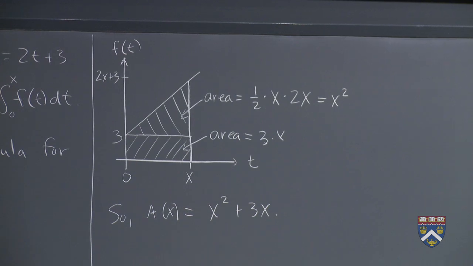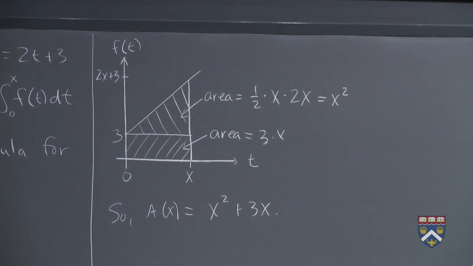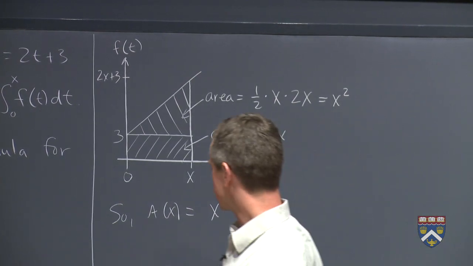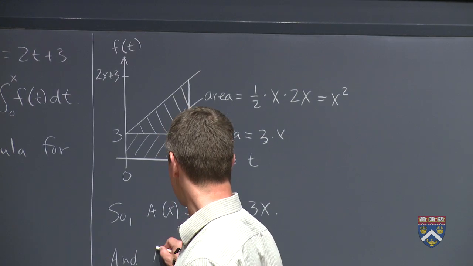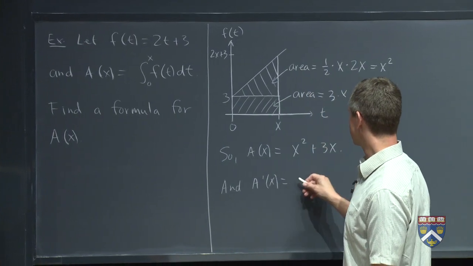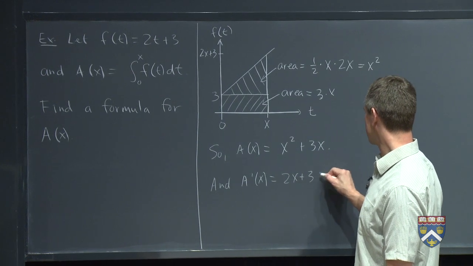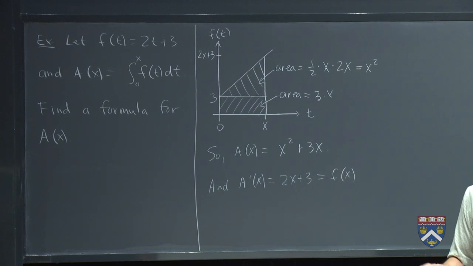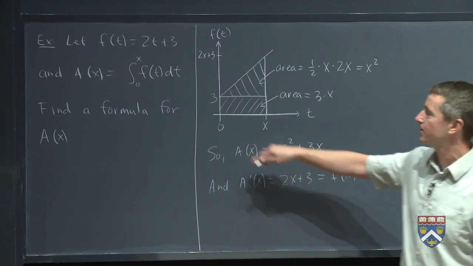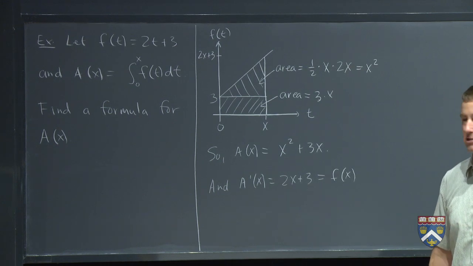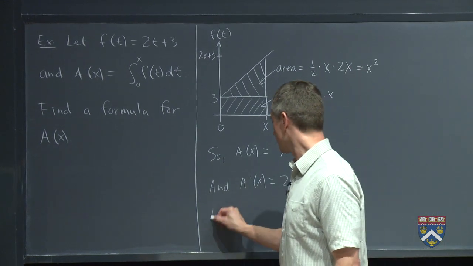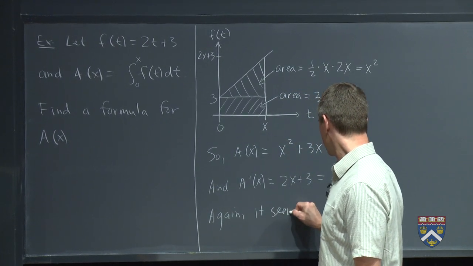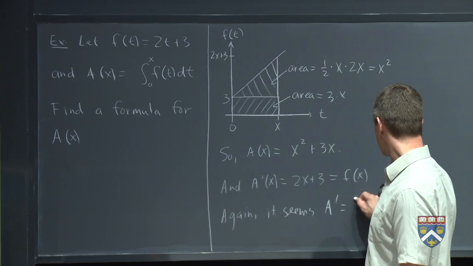Does this support or contradict our conjecture from before that the derivative of A is f? So let's check. And A prime, well, what is that? That's 2x plus 3, which is the same as saying f of x. The variable changed from t to x, right? But that doesn't make any difference. The function 2x plus 3, the function 2t plus 3 are really the same function. This is just a dummy variable. So again, it seems that the derivative of this area function is f.